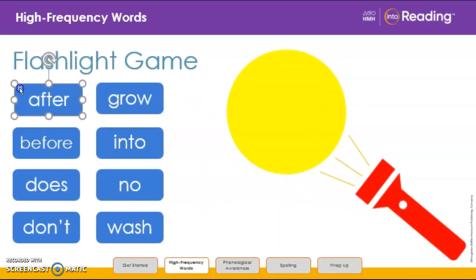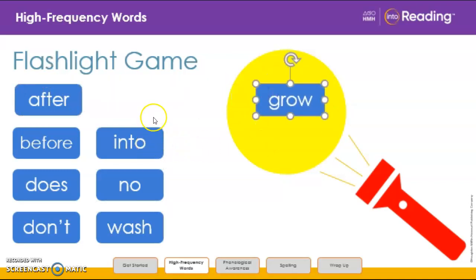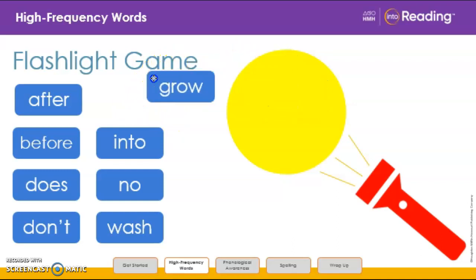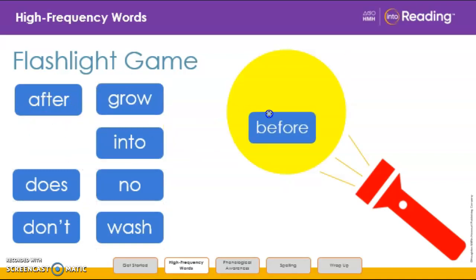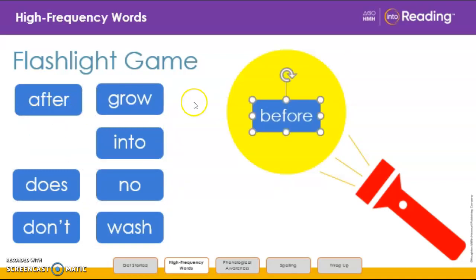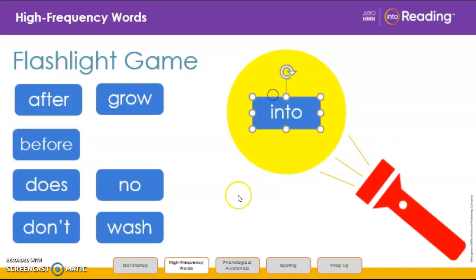The next word is grow. Grow. Spell it. G-R-O-W. Grow. All right. Well, we had after, and now we're going to do before. Before. B-E-F-O-R-E. Before. How about this one? Into. I-N-T-O. Into.